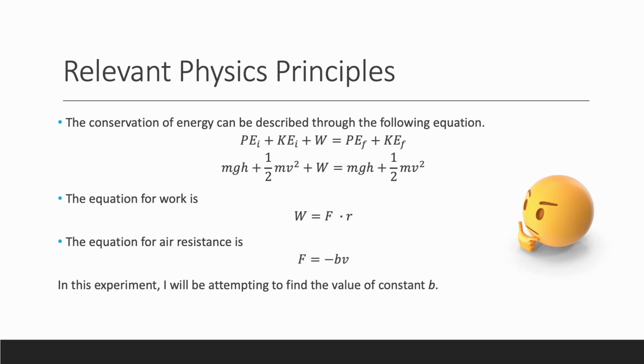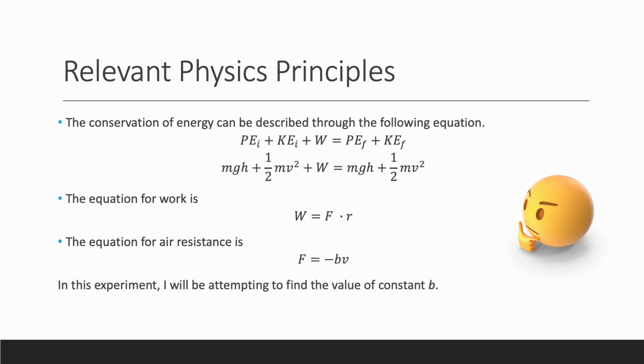Some relevant physics principles for this presentation: the conservation of energy can be described with the following equation, which is the initial potential energy and the initial kinetic energy, plus any work done, which is just energy dissipated or gained throughout the entire process, which will be accounted for with air resistance and drag, is equal to the final potential energy and the final kinetic energy.